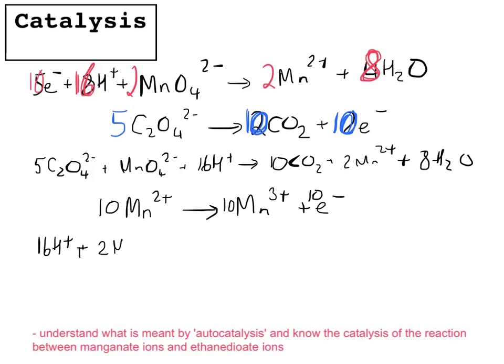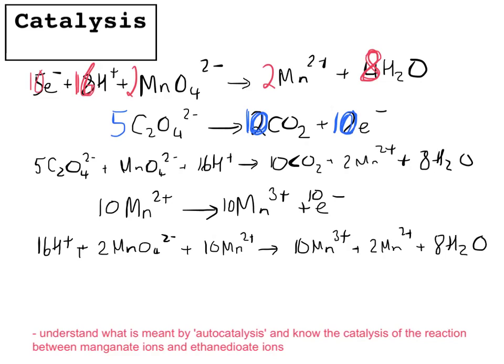2 MnO4- plus 10 Mn2+ goes to make 10 Mn3+ 2 Mn2+ 8 H2O. And then your Mn2+ will cancel. The 2 on this side will cancel with 2 on here, so we'll have 8 Mn2+ there instead. So that's your first catalyst equation. You can see you could divide it all by 2 if you wanted to make it simpler.